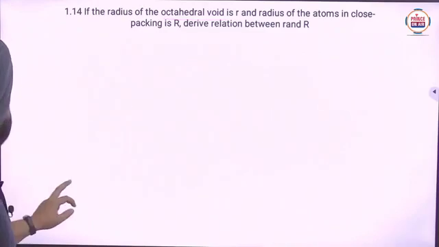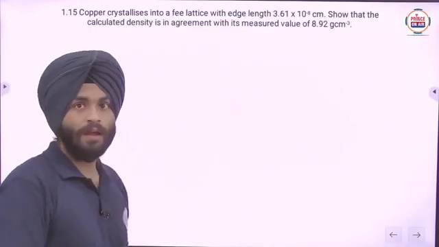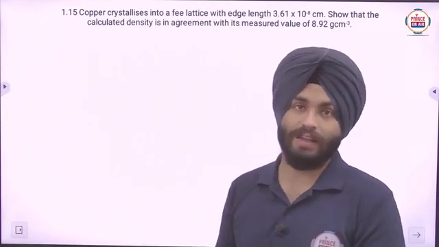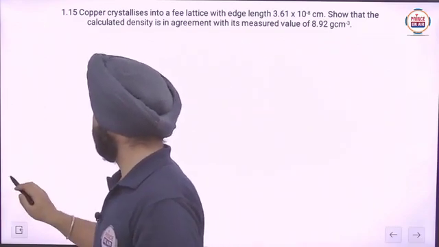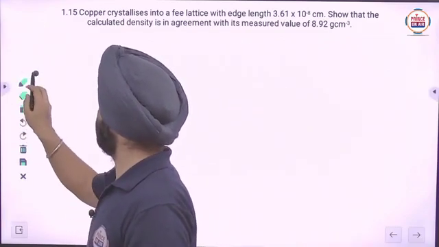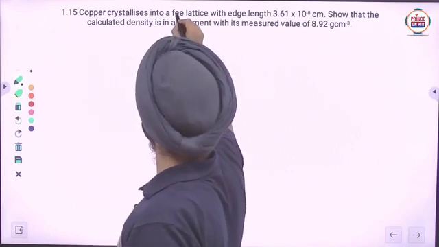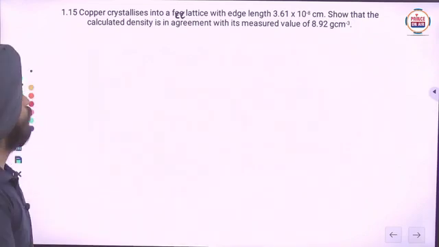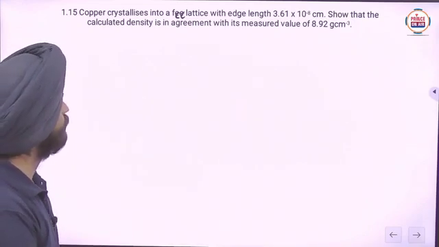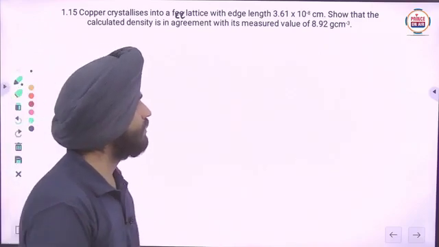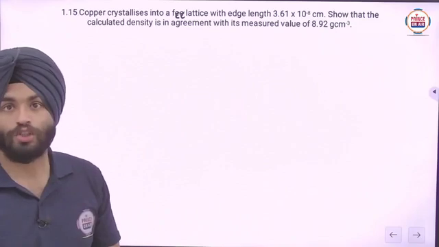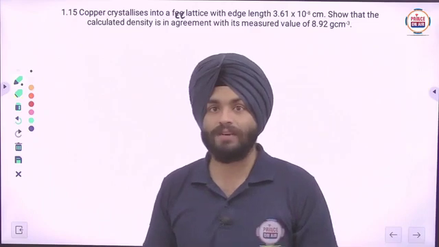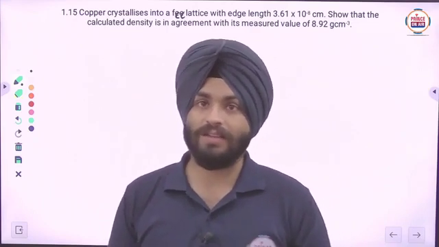Then next is, copper crystallizes in face centered cubic lattice, the FEE. It's not FEE, it's FCC. Copper crystallizes into a face centered lattice with edge length 3.61 into 10 raised power minus 8 centimeter. Show that the calculated density is in agreement with the measured value of 8.92 gram per cubic centimeter.